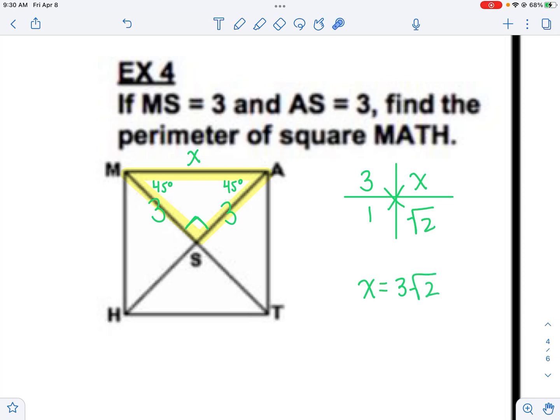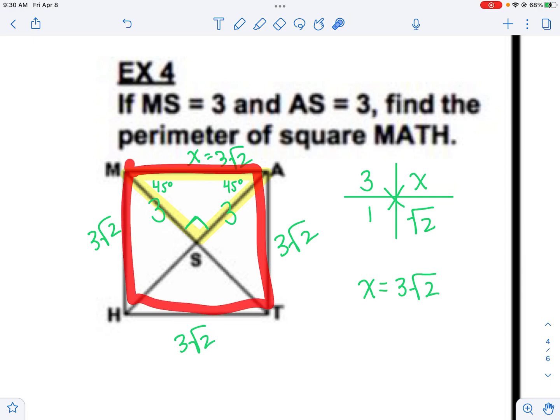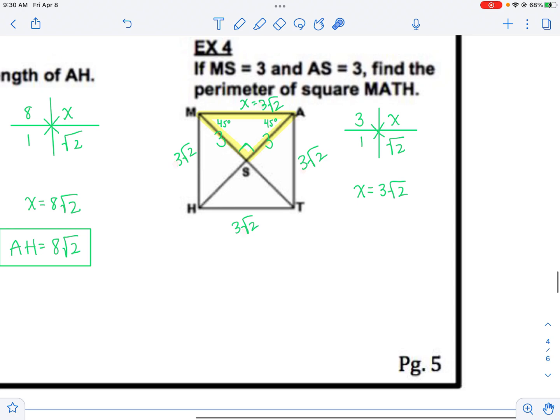Okay, now I'm not done with the problem. That just means that if one side's 3 root 2, then all of our sides are 3 root 2. So if we wanted the perimeter, I would have to do 3 root 2 plus 3 root 2 plus 3 root 2 plus 3 root 2. Ask yourself, what's 3 times 4? That would make our perimeter 12 root 2. And that's it.